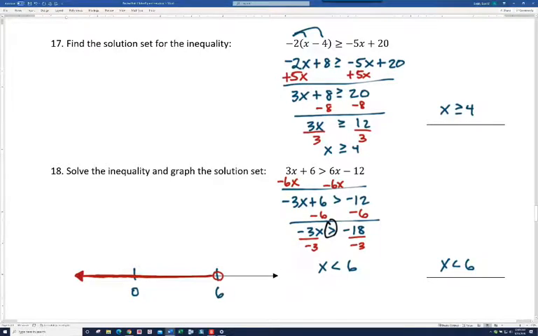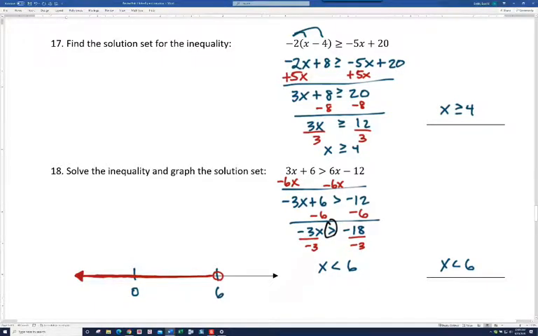Notice how I've got an open circle here. That means 6 is not in this set. We read this, x is less than 6, and so that represents the numbers that are less than 6. That's these guys. All right.